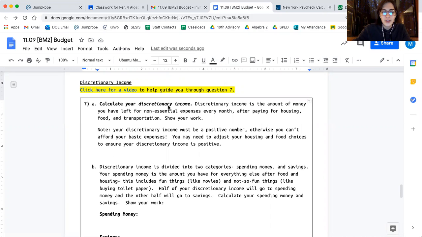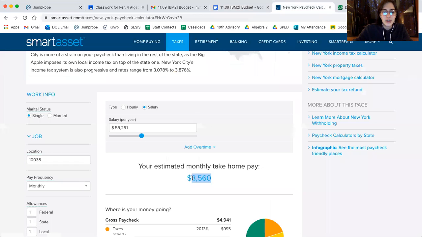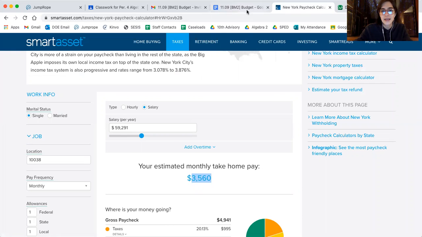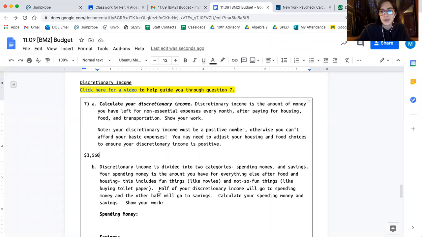So to start calculating my discretionary income, I got to start with my estimated take home monthly pay. Mine is 3,560. Yours is going to be different depending on the salary you have. Remember, I'm pretending to be a first year teacher. So I start with this. Then I'm going to go ahead and just subtract what I used for transportation. That was my first calculation.